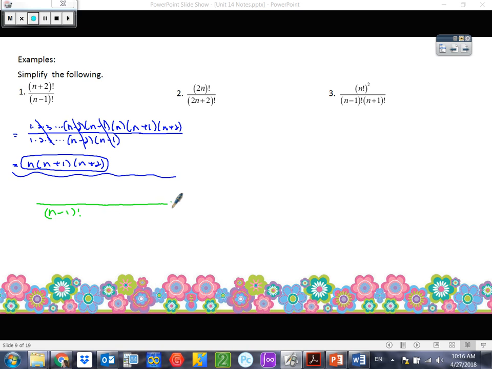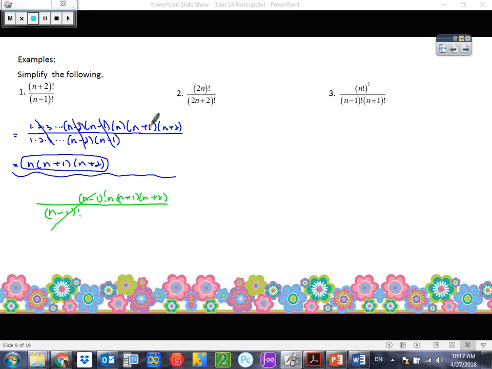So we would have n plus 2. We're going to go down. So n plus 1. Then we would have n. And then what would we have next? We would have n minus 1 factorial. Right? And then we can cancel the factorials out. That's another way to do it. Either way you like is fine with me.